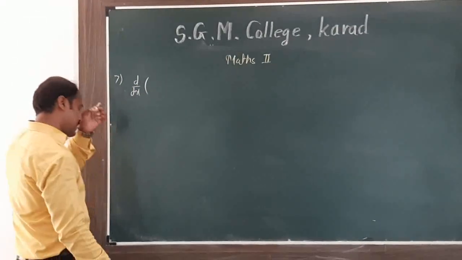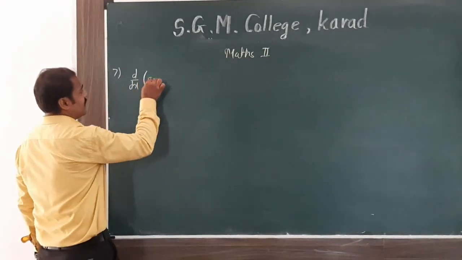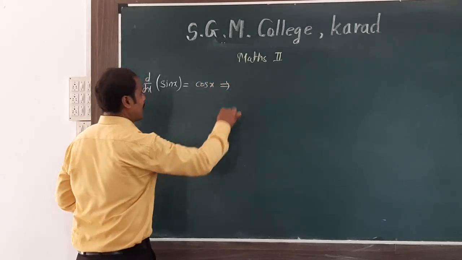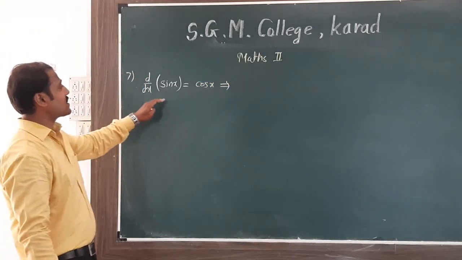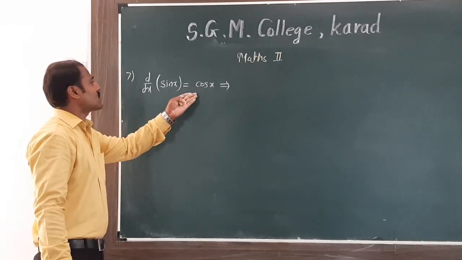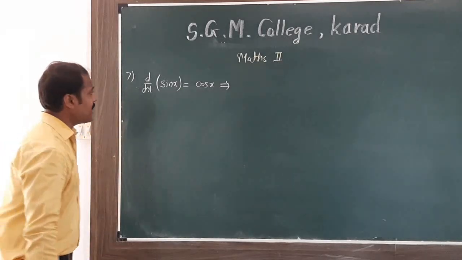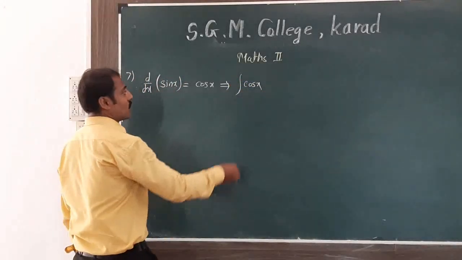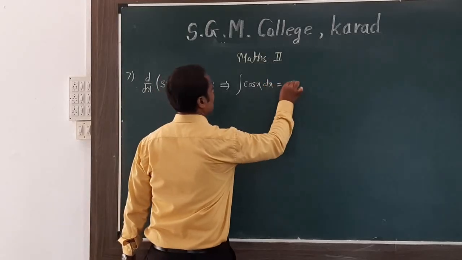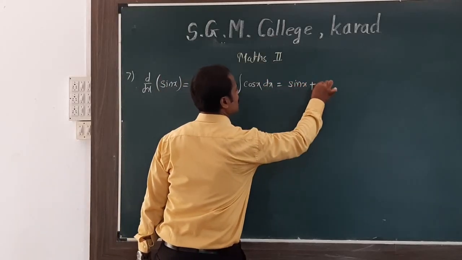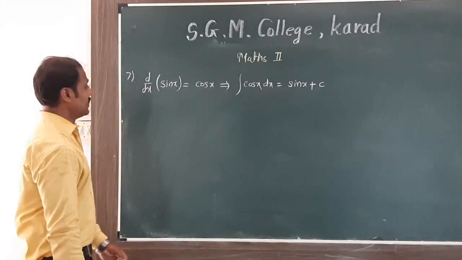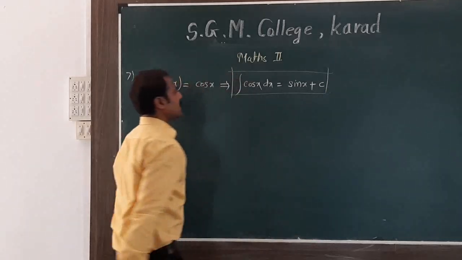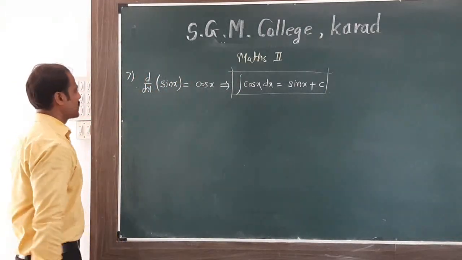Tell me, derivative of sin x is what? It's cos x. By definition of integration, if derivative of sin x is cos x, whose derivative is cos x? Answer is sin x. So integration of cos x with respect to x is equal to sin x plus constant of integration c. Here is the next formula for integration: integration of cos x dx is equal to sin x plus c.